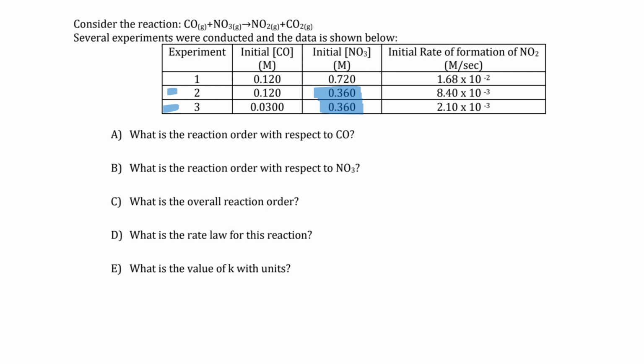To show your work, so to speak, we can tell that from experiment 3 to experiment 2, you multiply 0.0300 times 4 to get to 0.120. And then if you look at this over here, you also multiply by 4. So that means that for letter A, my reaction is first order.